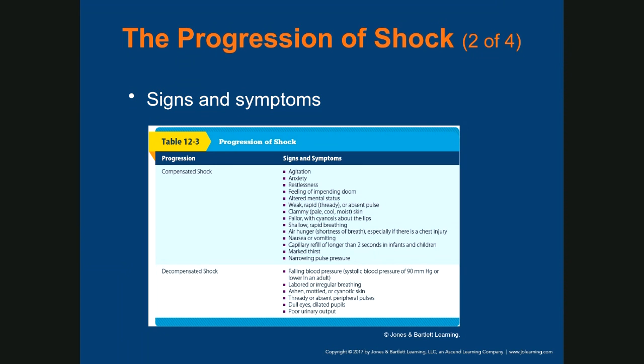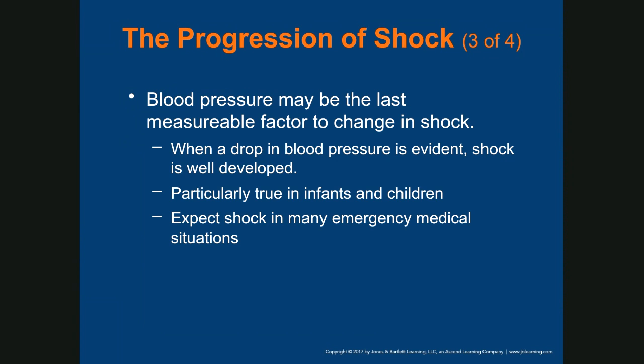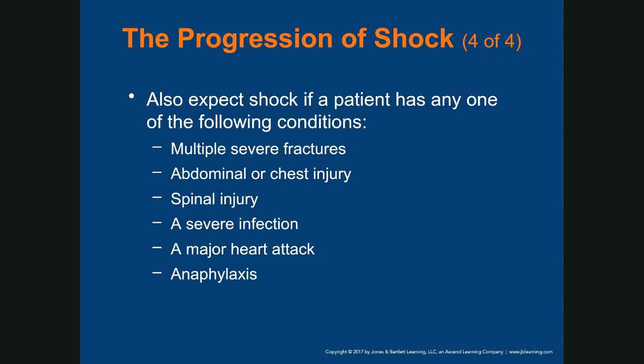In the decompensating stage, things start to decline and you start to lose certain pulses, like peripheral pulses start to become very weak or they disappear completely, right? Blood pressure going down. These are signs of decompensating shock. Blood pressure may be the last measurable factor to change in shock. When a drop in blood pressure is evident, shock is well developed, particularly true in infants and children. Expect shock in many emergency medical situations.